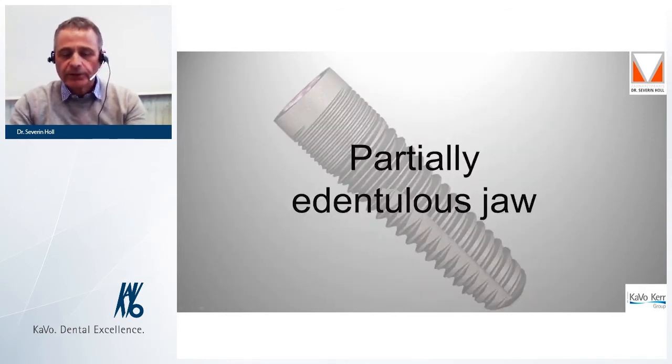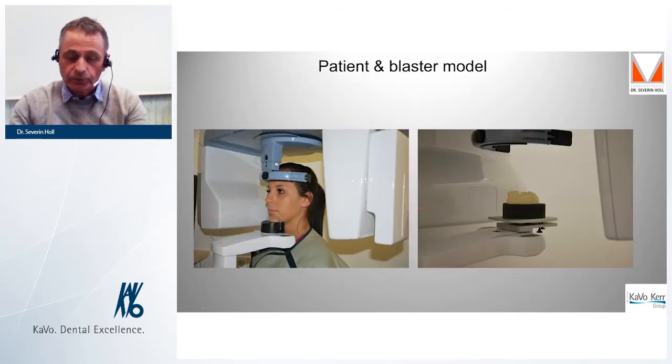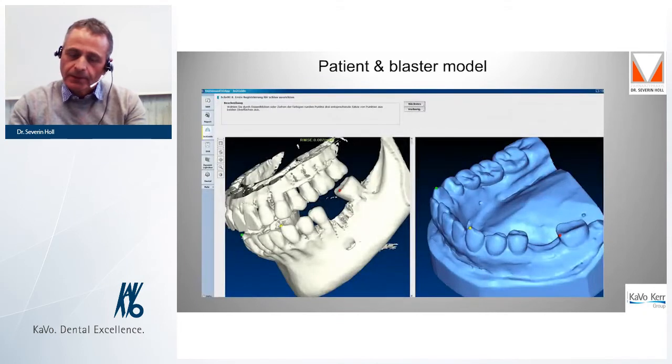Let's talk about the different planning concepts. The easiest planning is the partially edentulous jaw. What do we need? We need the CBCT of the patient and a digital plaster model of the jaw. Both images we can produce in our practice with the cone beam. The results can be seen here.